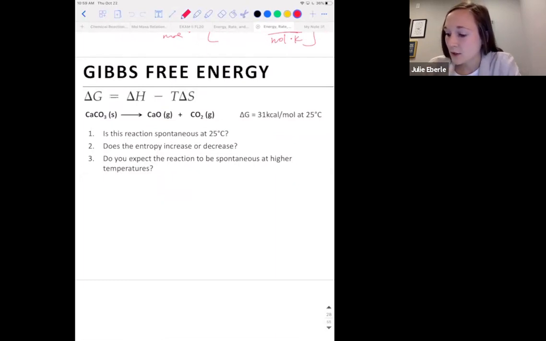Okay, so let's look at this problem right here. We have calcium carbonate, a solid, decomposing into calcium oxide and CO2 gas. And here is the delta G that we're given for that at 25 degrees Celsius. The first question is, is the reaction spontaneous at 25 degrees Celsius? We don't even have to do any math for this. What do you guys think? Is it spontaneous? You can just type yes or no, or say yes or no.